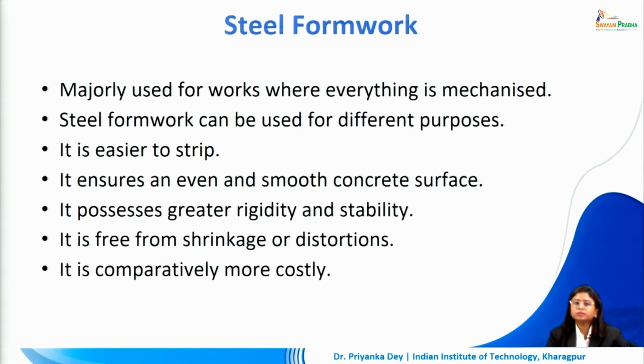Steel formwork majorly is used for works where everything is mechanized. Steel formwork can be used for different purposes. It is very easy to strip. It ensures a very even and smooth concrete surface. It possesses very greater rigidity and stability. It is free from the problem of shrinkage or distortion, which is very common in timber. But it is of course comparatively more costly, and it will have to ensure an initial higher investment.